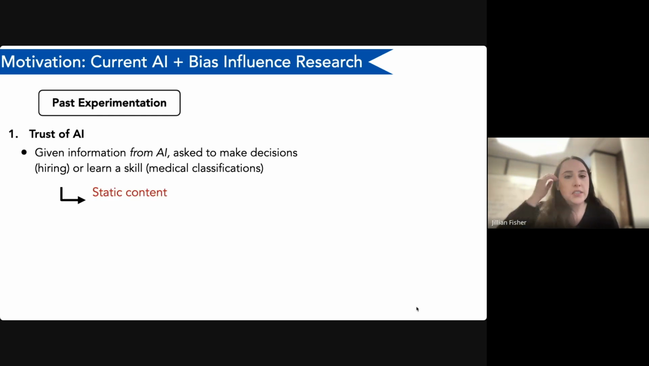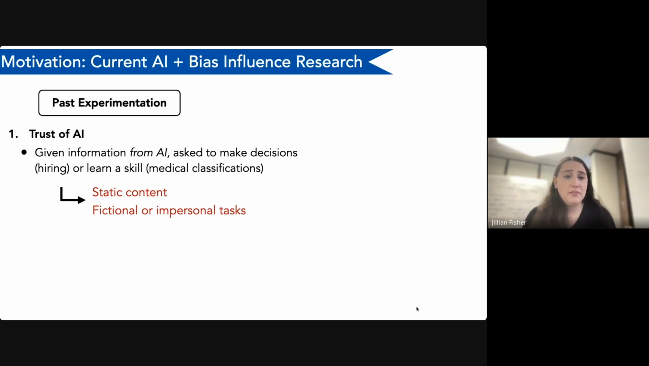Some challenges with this type of research are that it tends to be static conversations, so you don't have this interaction. You're just given the information and told it's from an AI. And also, they tend to be fictional or impersonal tasks. So you might be asked to make a hiring decision, but you're not actually the manager.